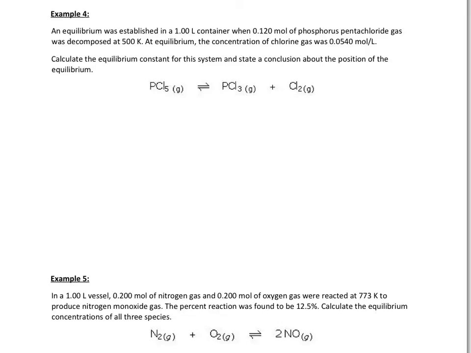Example number 4 says that an equilibrium was established in a 1 liter container when 0.120 moles of phosphorus pentachloride gas was decomposed. There's nothing in this question that states that the 0.120 moles is already at equilibrium, so this is how I know I need to set up an ice table.